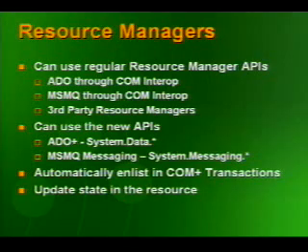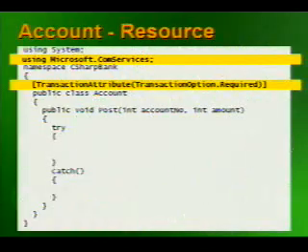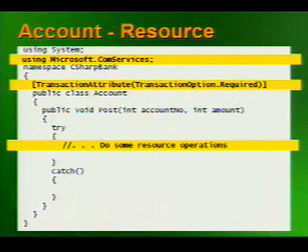You can use some of the newer APIs, such as ADO+, which you can find inside System.Data. You can also use the newer APIs to get access to MSMQ, which you can find inside System.Messaging. All of these APIs are aware of COM+ services, and they will automatically enlist in COM+ transactions. So if we see here in this C# code, inside the try block, I can do some operations against the resource.